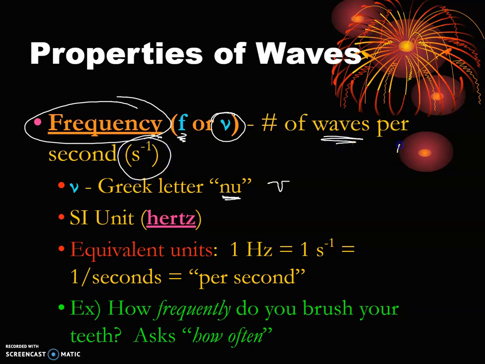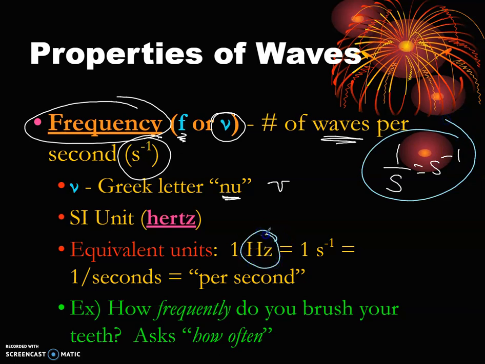So per second means 1 over s, which is the same as s to the negative first, or inverse seconds. This unit tends to give some people some trouble. Some scientists don't like it either. So the equivalent unit would be the hertz, okay, Hz for short. And these things all mean the exact same thing. And it's basically figuring out your number of waves per second.